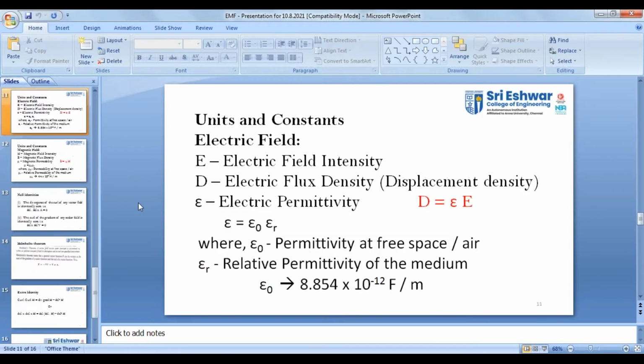some relations. If I take electric field now, as I said, E is the notation for electric field intensity and D is the notation used for electric flux density. Also, we call it displacement density. Okay, this electric permittivity is given with some symbol. Can anyone tell what is the name of this symbol? This is a mathematical symbol. What is its name? Can anyone unmute and tell the answer?